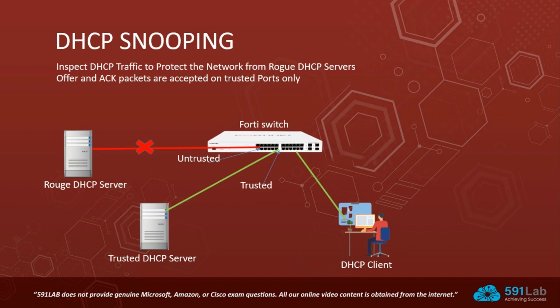In addition, if DHCP snoop client request is set to drop untrusted, FortiSwitch forwards requests sent by the DHCP client to the trusted DHCP server only. In the example shown on this diagram, this would result in the rogue DHCP server not receiving the DHCP request packet from the DHCP client.